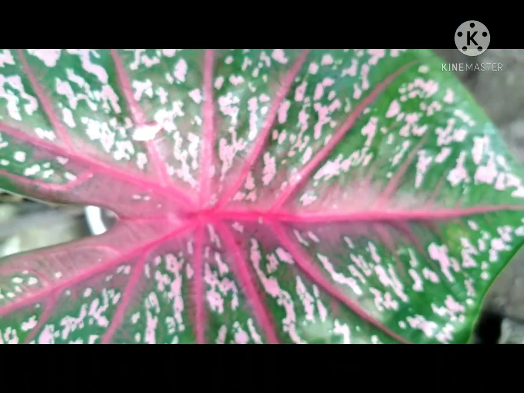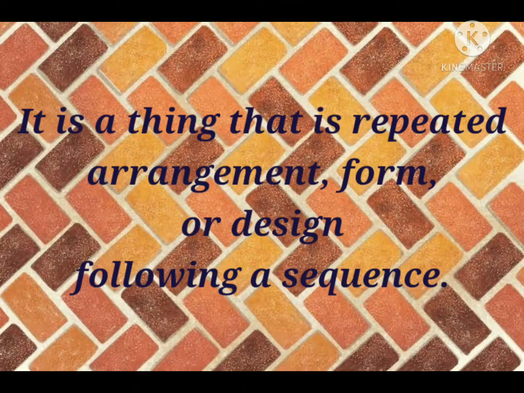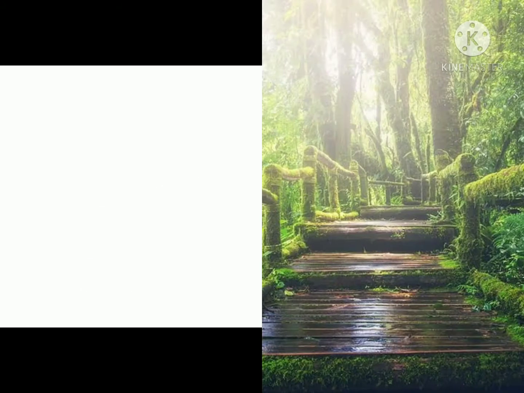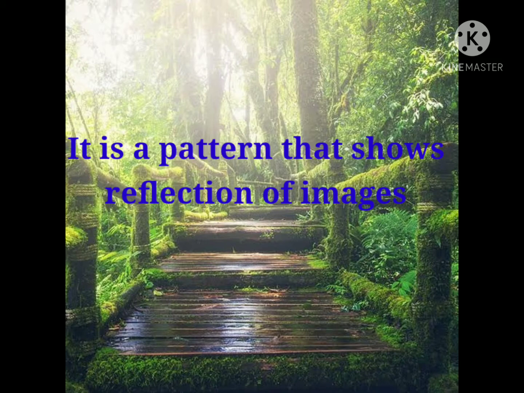We all know that math has patterns. A pattern is a thing that is a repeated arrangement, form, or design following a sequence. There are four classifications of the most common patterns in nature. First is symmetry. It is a pattern that shows reflection of images.